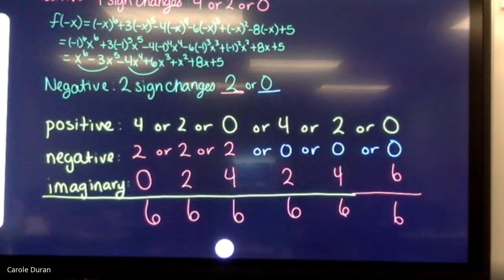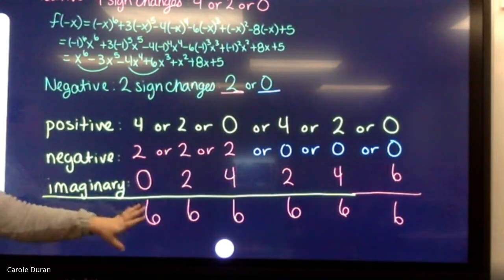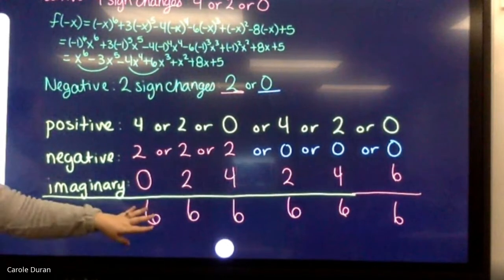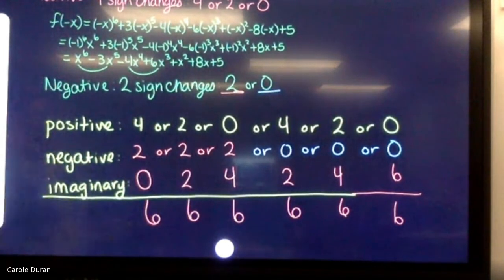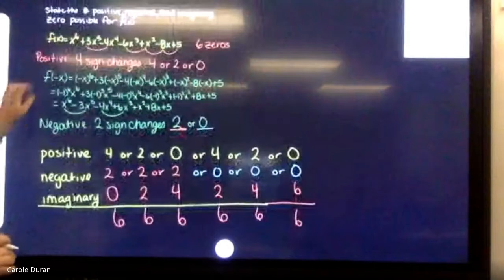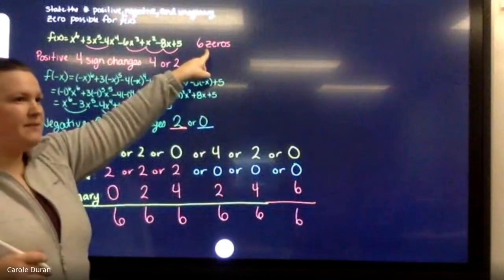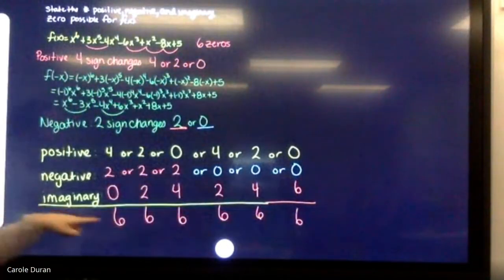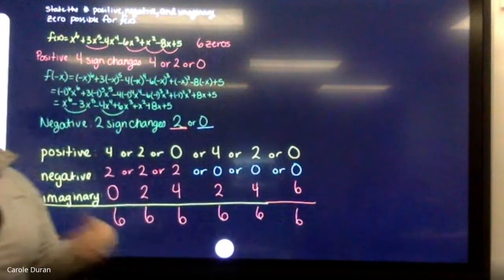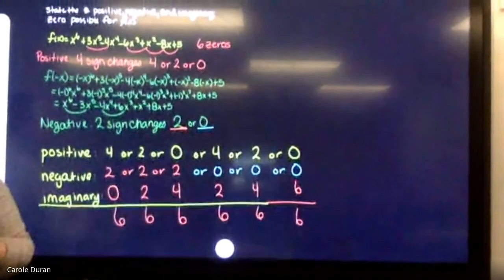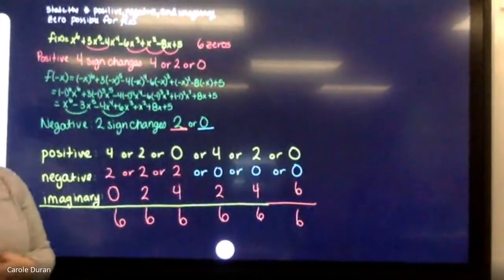How do I feel about that? Yes, Sam. So are you going to make it equal 6 on the bottom every single time, no matter what? We will always make it equal whatever the degree of my polynomial was. So this polynomial was degree 6, which is why I wrote 6 zeros off to the side, because I know each of my columns would have to equal that number. So if I have a degree 4, then I expect each of my columns to be 4. So which ones are?